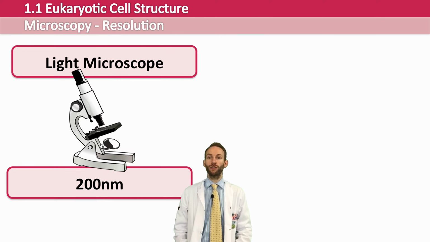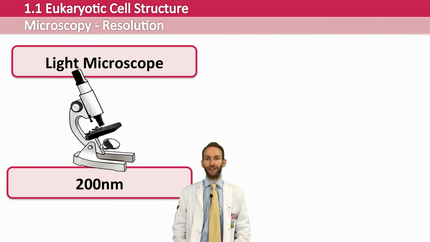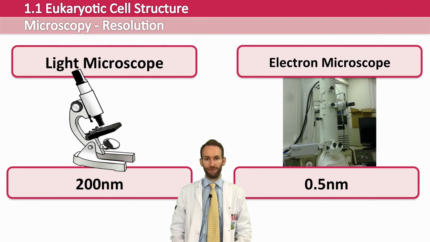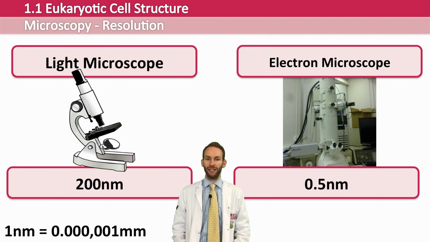So that means if there are two points that are 200 nanometers apart, it will be able to distinguish them as two points. Any closer than that together, and it would blur and become one point. The electron microscope, however, has a phenomenal resolving power of 0.5 nanometers. Now a nanometer, we're going to become more familiar with the different units used in cell biology, but a nanometer is a millionth of a millimeter.